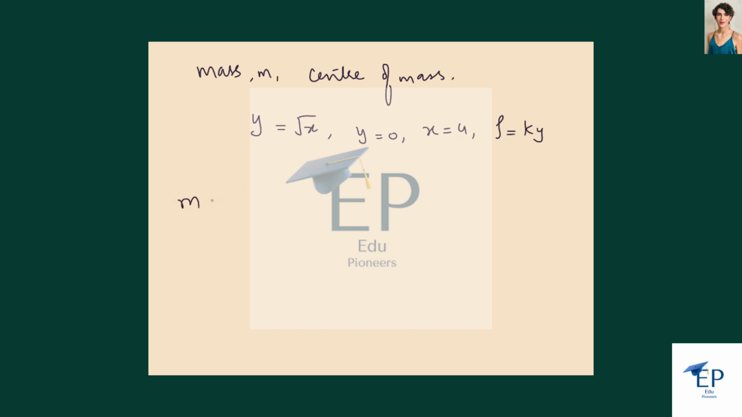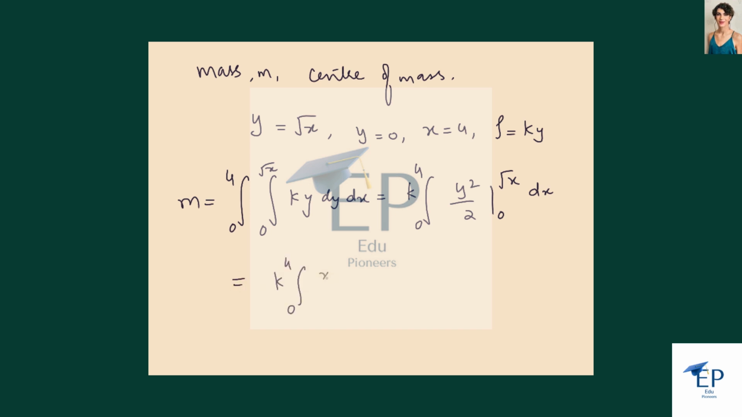So we can find the mass m, that will be equal to the integration from 0 to 4, integration from 0 to root x, of rho, which is ky, dy dx. This equals k times the integration from 0 to 4 of y squared by 2, limits from 0 to root x, dx. This further equals k times the integration from 0 to 4 of x by 2 dx, which equals k by 2 times x raised to power 2 by 2, limits from 0 to 4. Solving this further, we get the value for mass m equal to 4k.